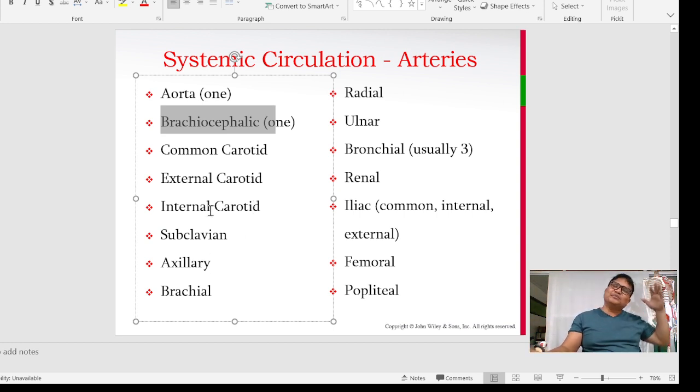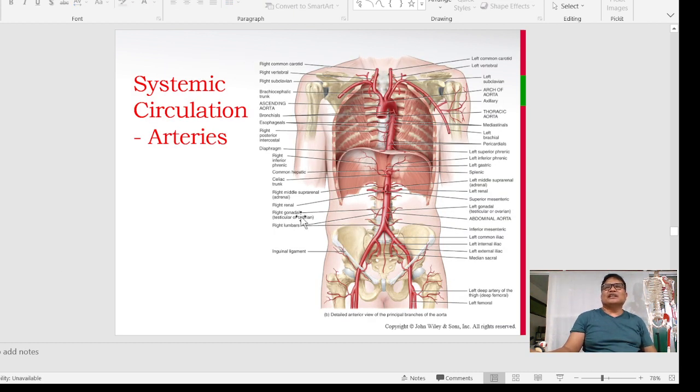Internal carotid, paingon na dito sa imong utok. Subclavian, mo buk na siya axillary, brachial. Radial diri, radial side, then you have your ulnar.